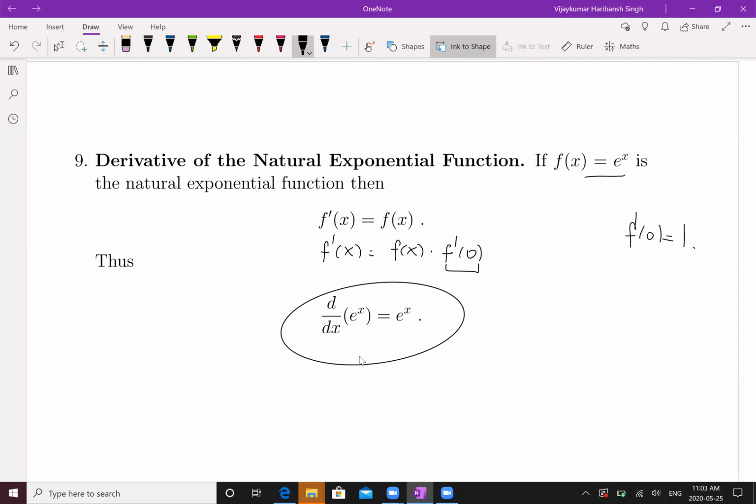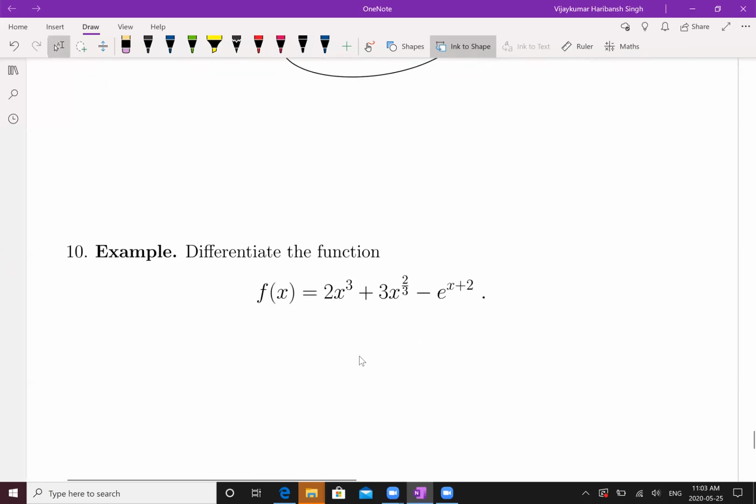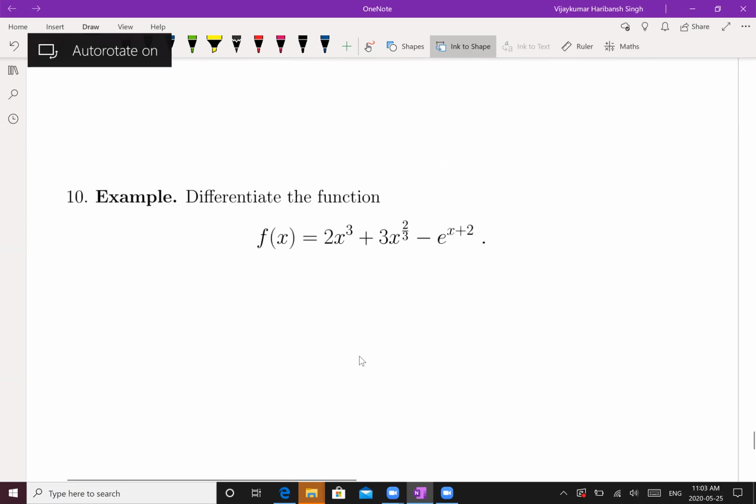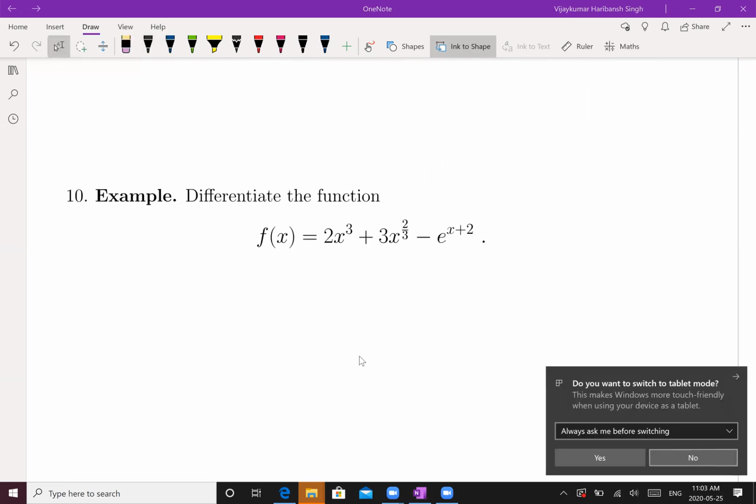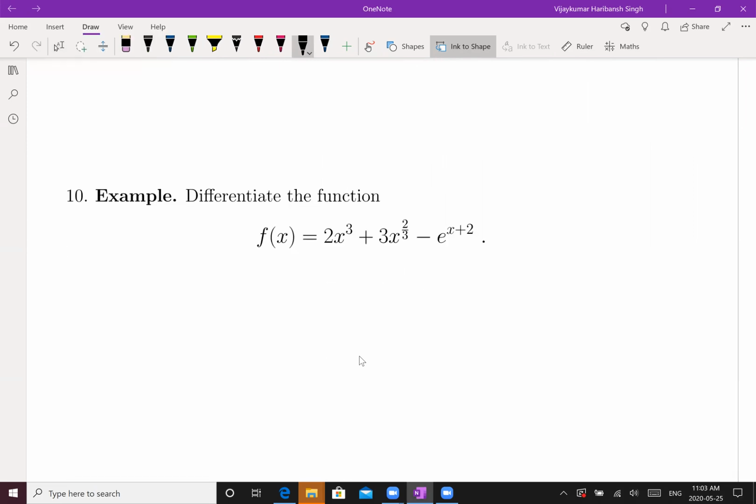Any comments so far? Okay, so let's move ahead. Now let's differentiate this function. We have f of x equals 2 to the power x cubed plus 3x to the power 2 by 3 minus e to the power x plus 2. So what is f prime of x? Now we can use the power rule. This may look slightly different. What we'll do is break it as e to the power x times e squared.